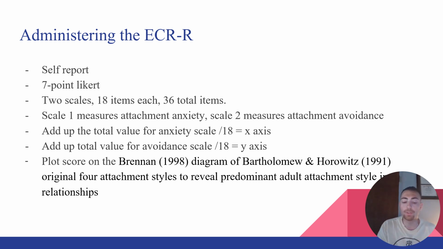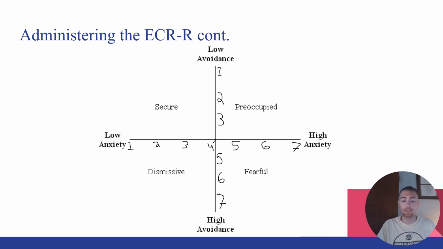Once you have this data, and I'll show you, you plot it on Brennan's diagram of Bartholomew and Horowitz's original 4 attachment styles layout, and I'll get into this. This is what the layout looks like, with secure in the top left, preoccupied in the top right, dismissive in the bottom left, and fearful in the bottom right. Once you get those numbers from the scales, on the y and the x-axis, you just plot what they are, and wherever their score falls tells you their attachment style for close relationships is probably their more predominant style.